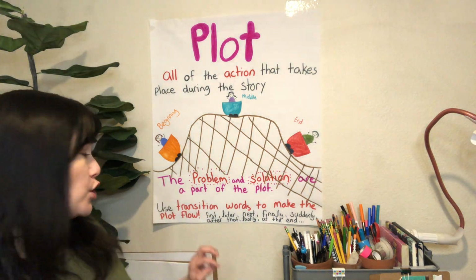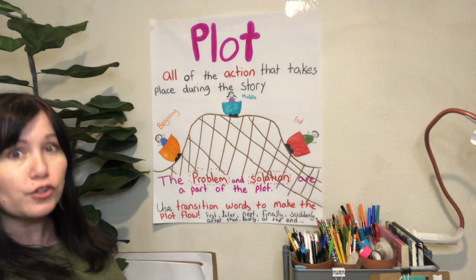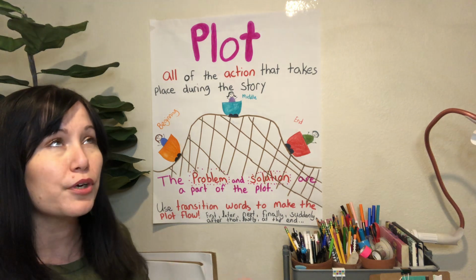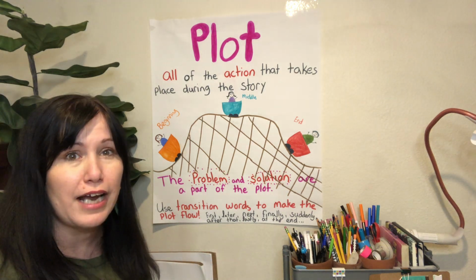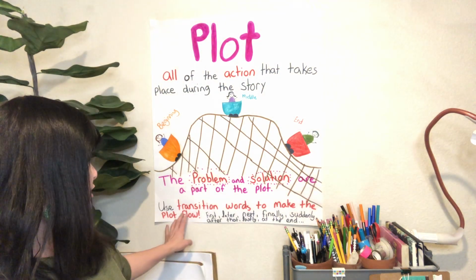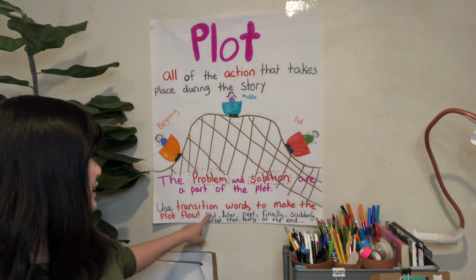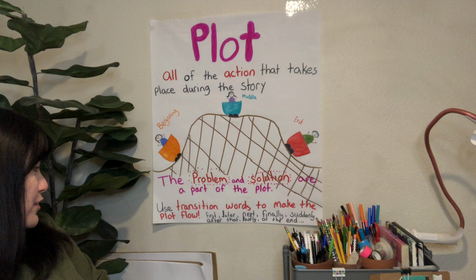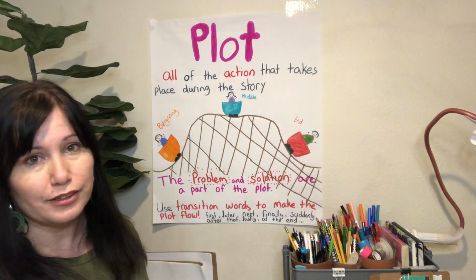Now, authors know that they flow their story on the roller coaster using words to help their audience track when things are happening. Those words are called transition words, also temporal words. Some of those are first, later, next, finally, suddenly, after that, lastly, and at the end.